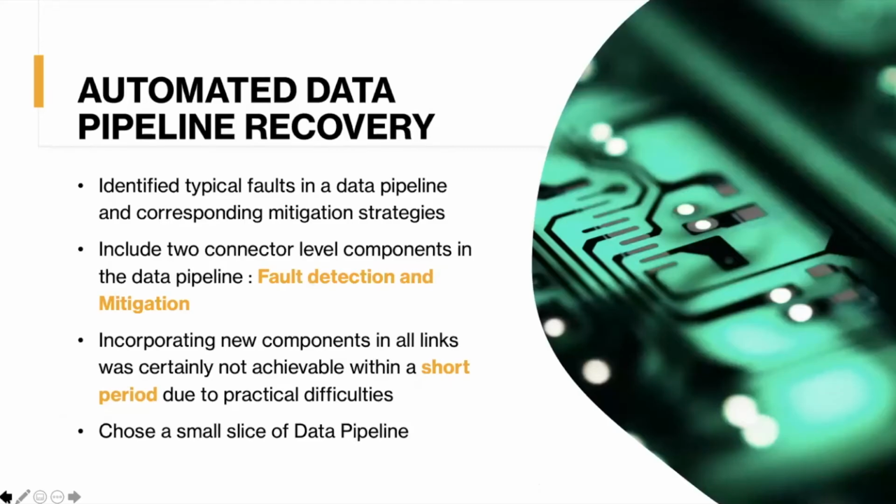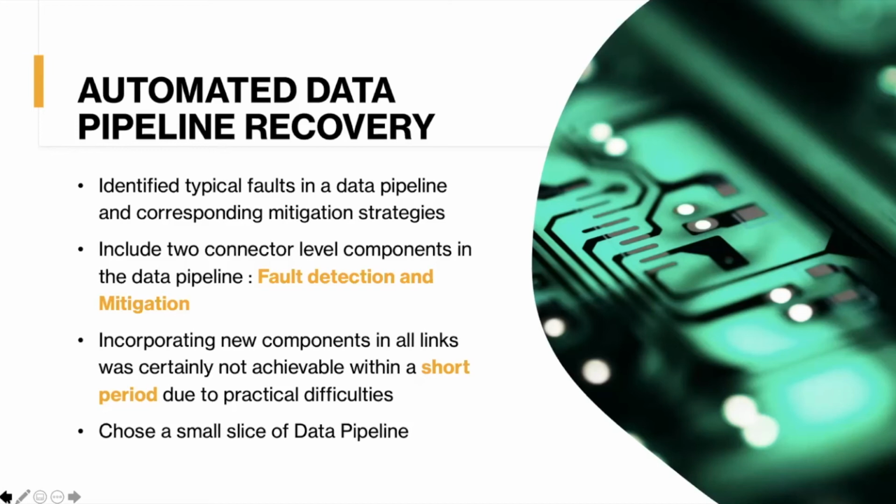So moving on to the automated data pipeline recovery, we have already identified typical faults in a data pipeline and corresponding mitigation strategies. I don't think I'll get enough time to go into the details of these. It's already published as a paper, so if anyone is interested, you can just ask me and I'll give you the details. In order to do this automated data pipeline recovery, there are two connector level components in the data pipeline. They are fault detection and mitigation.